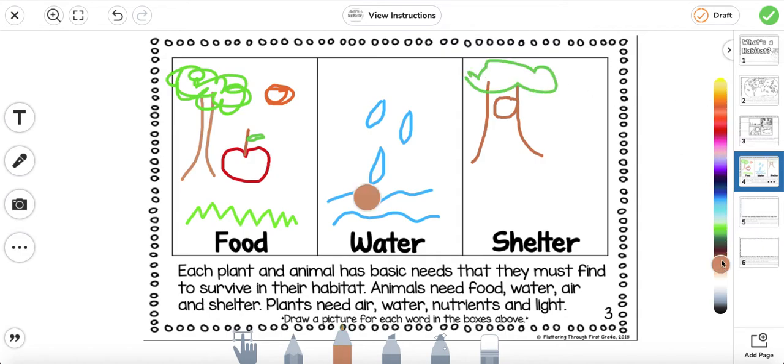For us, it would be a house. So I'm going to go ahead and draw a house. So just depending on the animal or the plant, they're going to have different shelters. Okay.